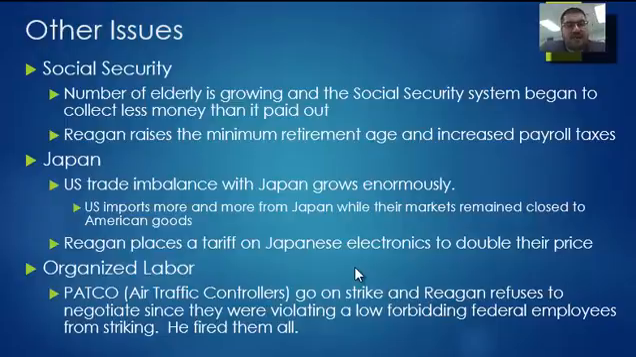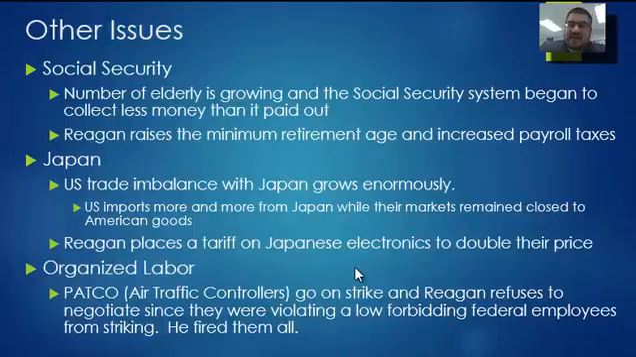We have a trade imbalance with Japan because of all their cool electronics and Nintendos and stuff like that. The U.S. imports more and more from Japan, and their markets remain closed to American goods. Reagan places a tariff on Japanese electronics that doubles their prices in stores to try to alleviate this. But still, it continues on throughout the 1980s.